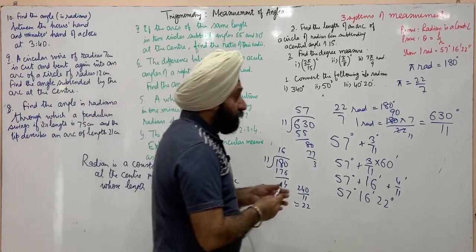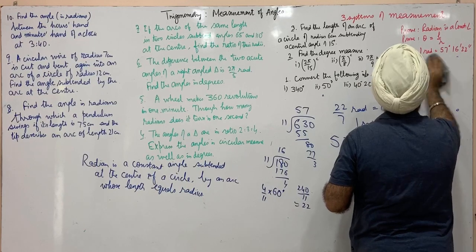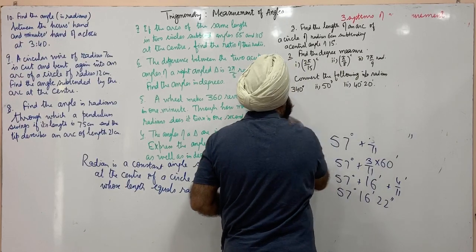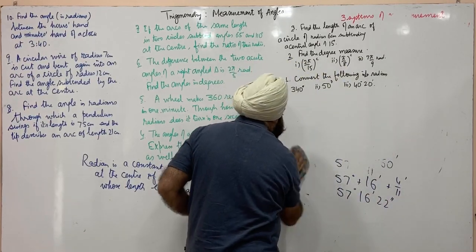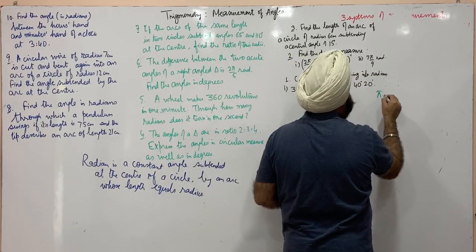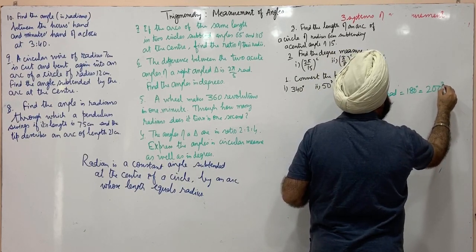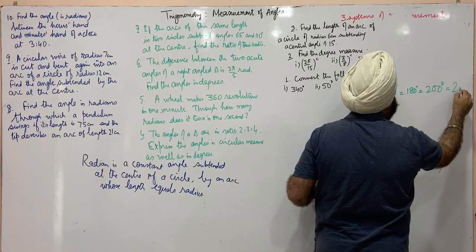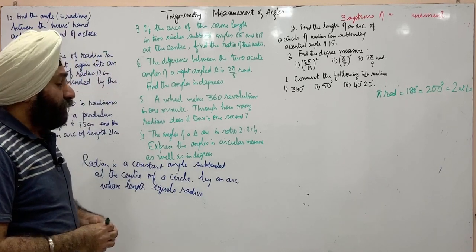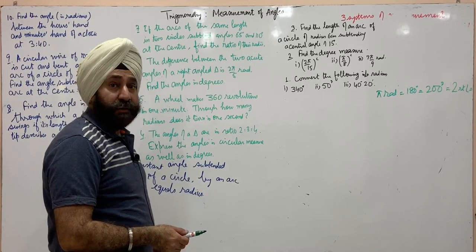So let us write a relation between the three systems. We can start with pi radians equal to 180 degrees. So starting with this, pi radians is equal to 180 degrees, which is equal to 200 grades, which is equal to 2 right angles. This is the relation. So we can convert one system of measurement to another.